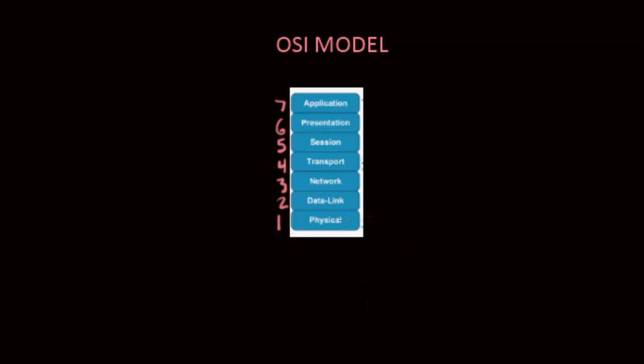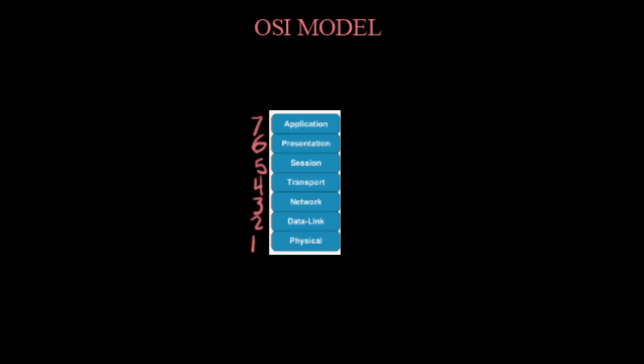Layer 2 is the data link layer. This is where the MAC address is, the source and destination MAC addresses. This is also where switches live, and frames. So the next layer is the layer 3 layer, and it's the network layer.